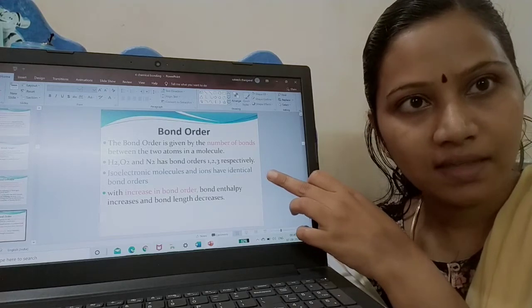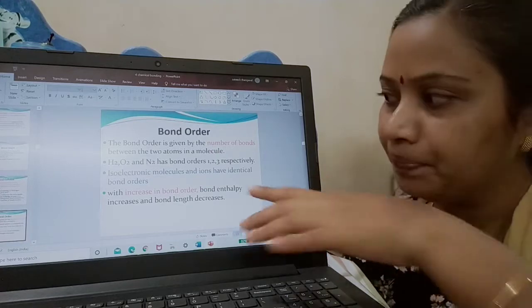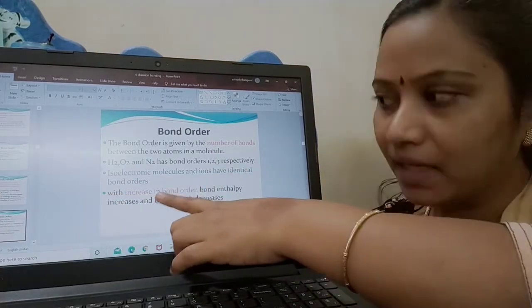Now, isoelectronic species have identical bond orders. We have already discussed this in chapter 1. So for isoelectronic species, the bond order will be the same.